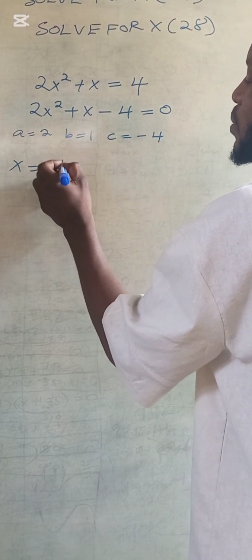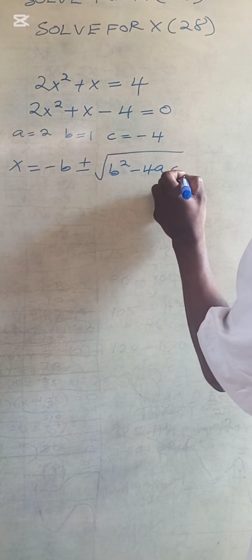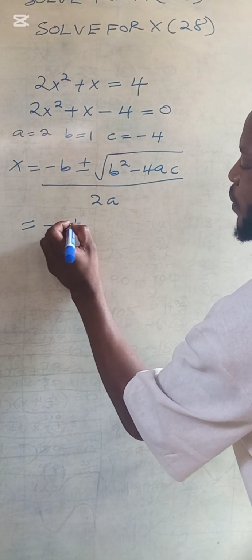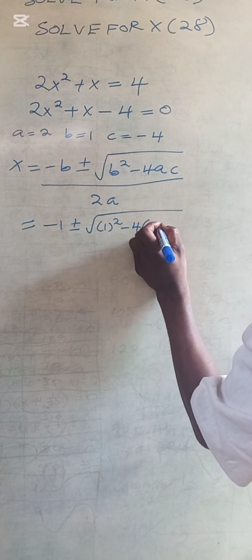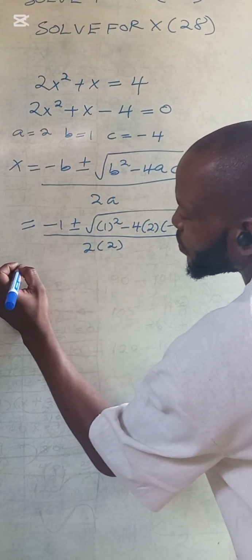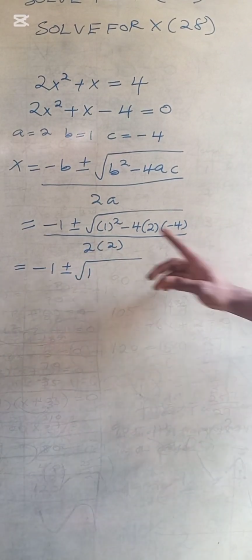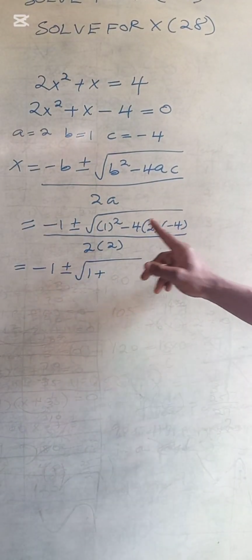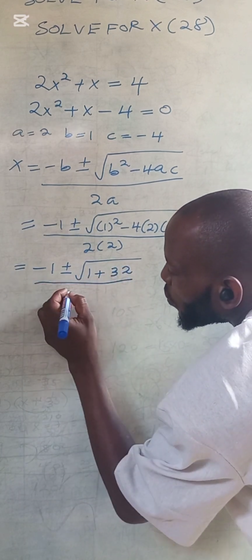The equation: x is equals to minus b plus or minus the square root of b squared minus 4ac, all over 2a. So minus 1 plus or minus the square root of 1 squared minus 4, a is 2, c is minus 4, all divided by 2 into a, which is 2. Therefore, we have minus 1 plus or minus the square root of 1 squared is 1, negative by positive, negative, negative by negative, positive. 4 by 4 is 16. 16 by 2 is 32. So we have 32 all over 4.